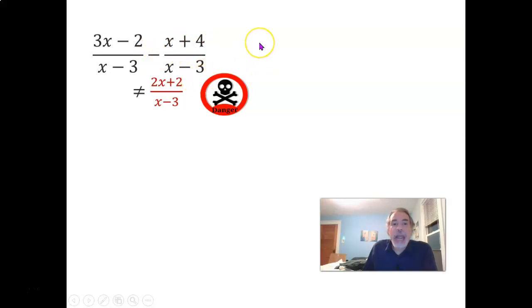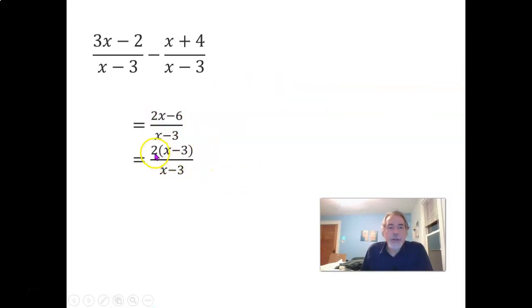So what I really should have is 2x from 3x minus x. That part's right. But then this minus 2 minus this 4 would be a minus 6. So it should be (2x minus 6) over (x minus 3). So now we're done with the subtraction, but we can still simplify the result. This isn't in lowest terms because I can factor out a 2 on top, 2 times (x minus 3) over (x minus 3), and then the x minus 3's cancel and leave me with just 2 over 1, or just 2 for my final answer.